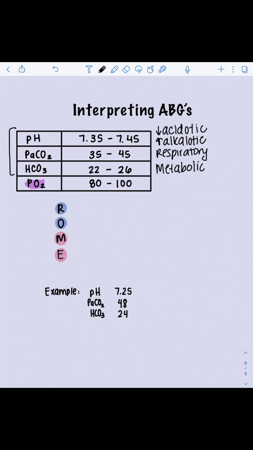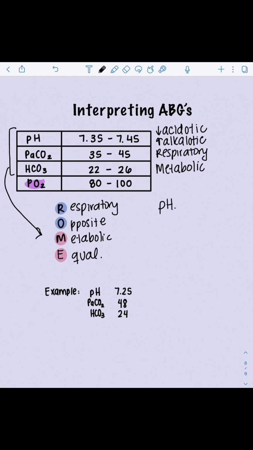Now, let's take these three components and put them to work with our acronym ROME. R stands for respiratory, O is opposite, M is metabolic, and E is equal, okay? Now, what is it opposite and equal to? The pH, okay? So the first thing you're always going to do when you're interpreting an ABG is look at your pH first.